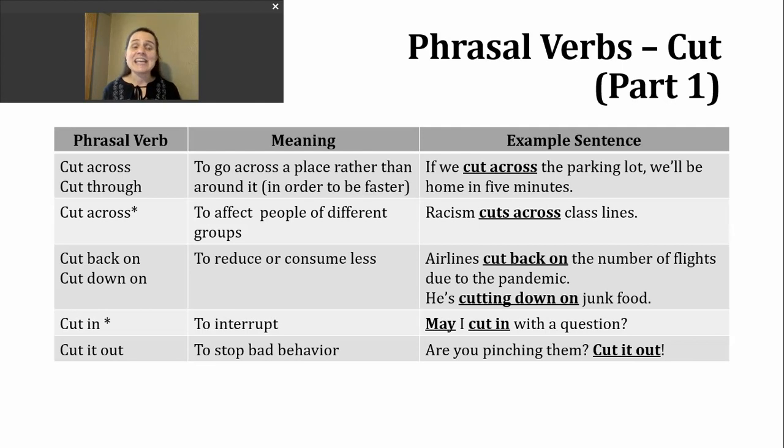The second sentence is really just a way to suggest that someone is trying to eat less. That goes to that meaning of consume less or reduce how much junk food that person eats. You can see there, we've got a present progressive. I've doubled my T before adding ing. The next phrasal verb we'll look at is cut in, and it means to interrupt. Here it is in a question. May I cut in with a question? So here I'm asking for permission to interrupt.